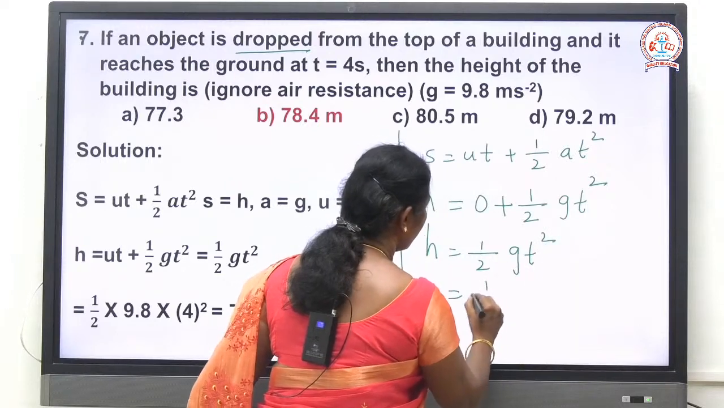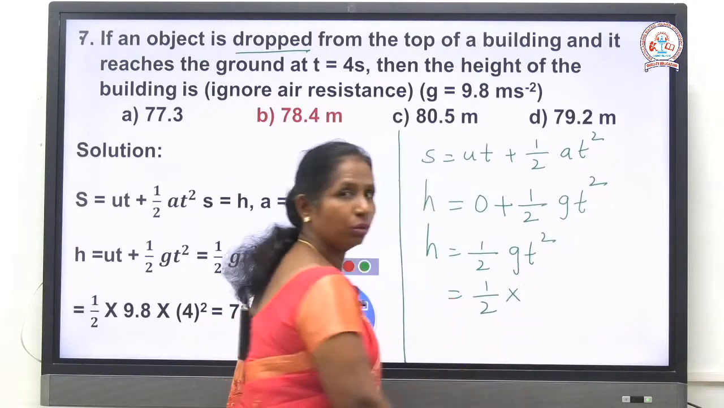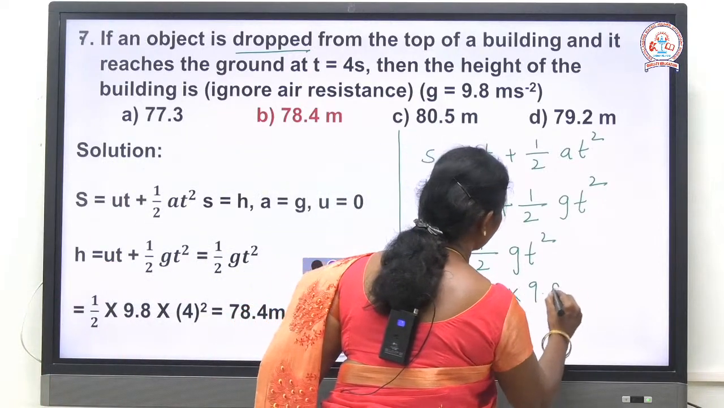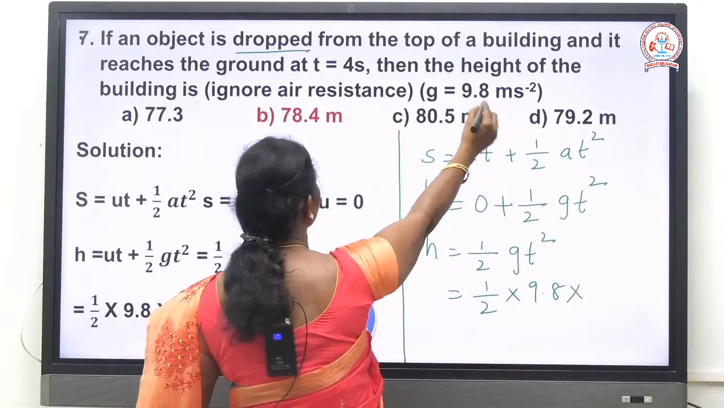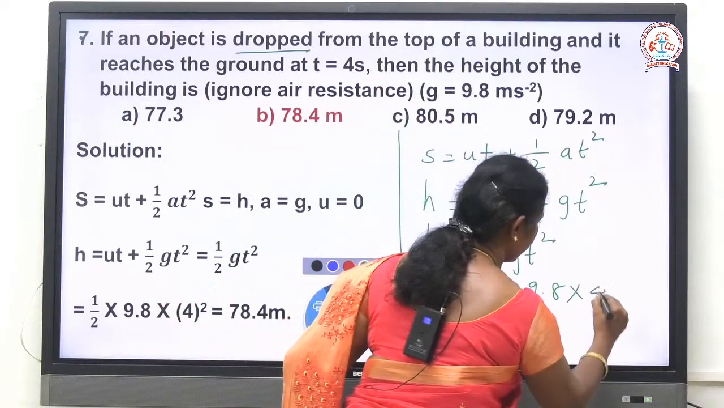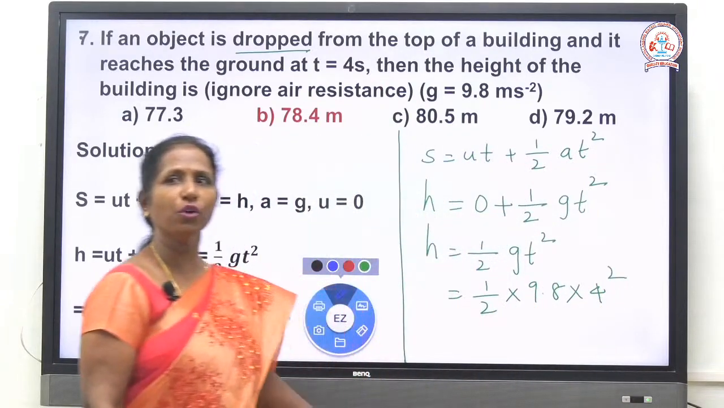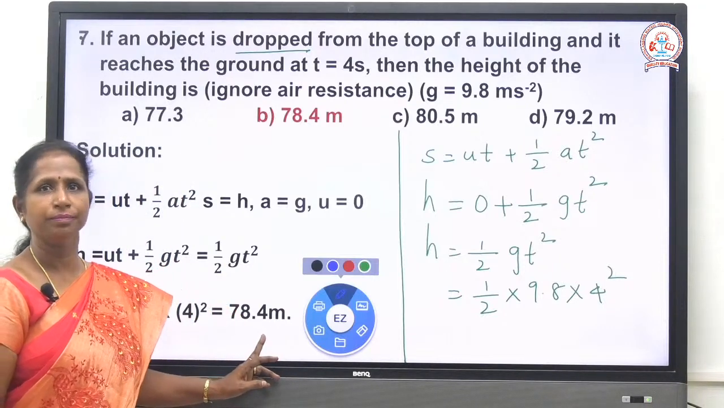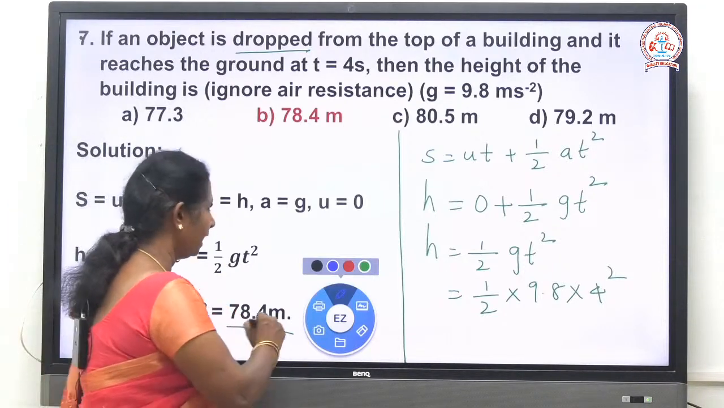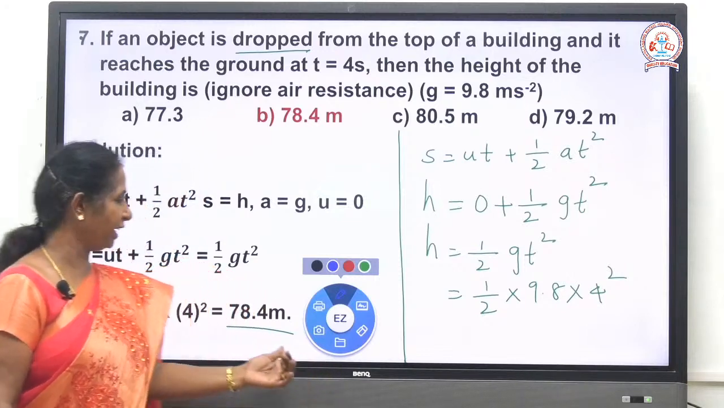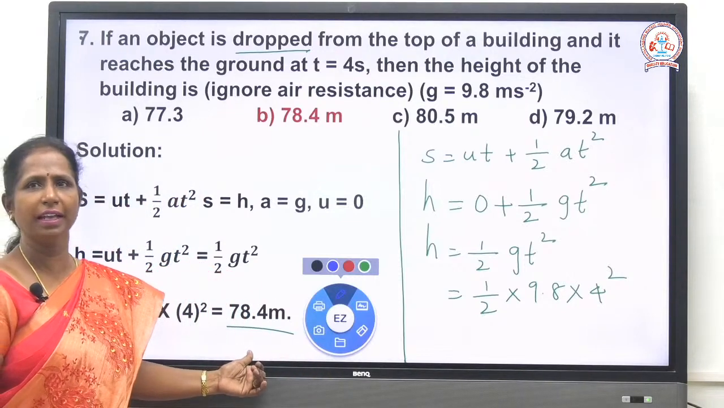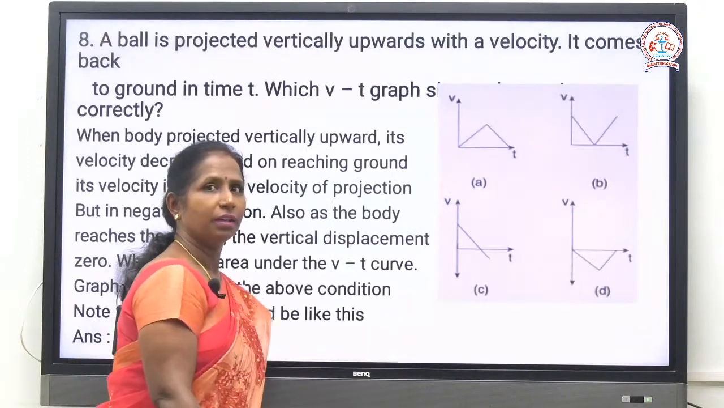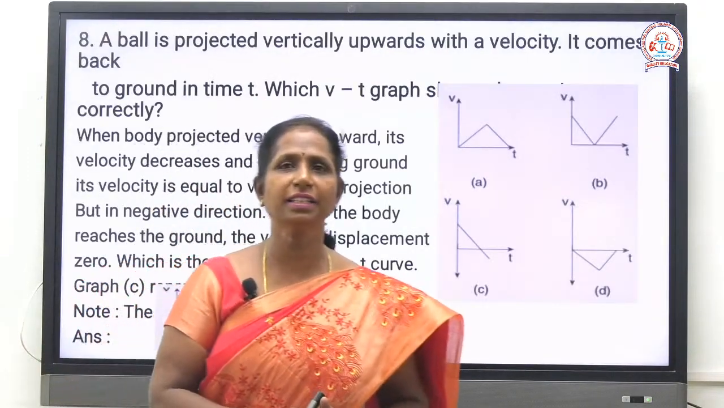Now substitute half into g value, 9.8, and t value, 4 seconds, so 4 square. If you simplify this, you get 78.4 meter. So we have calculated the height: the height is 78.4 meter. Clear? Then we have got the next 1 mark.